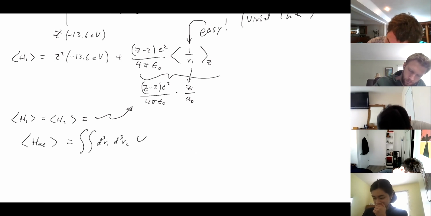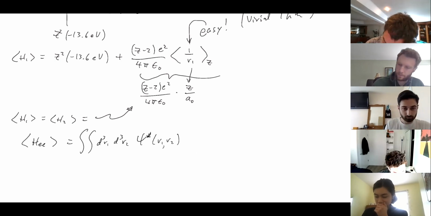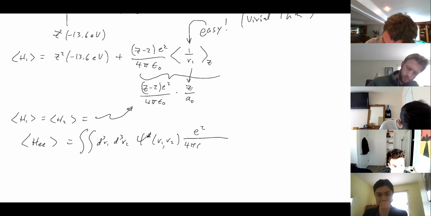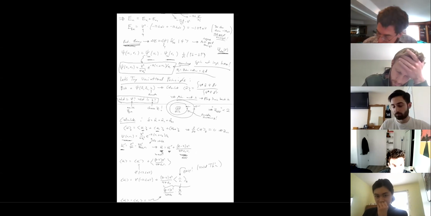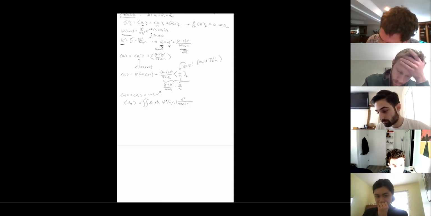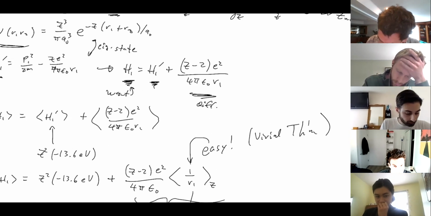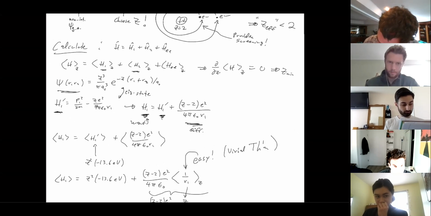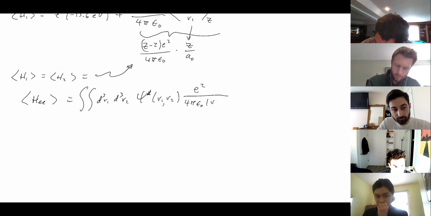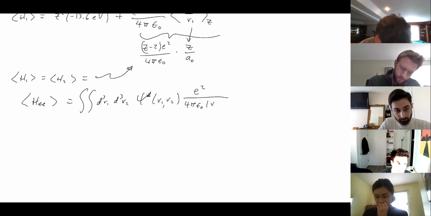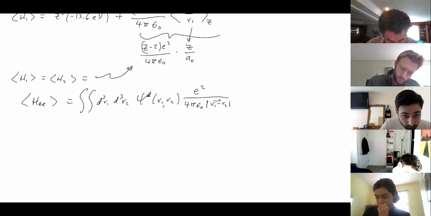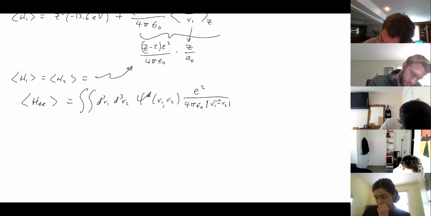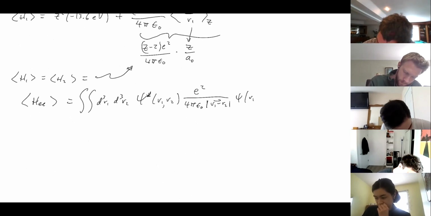You can have that function psi star of R1, R2, and you're going to have e squared over 4 pi epsilon naught times the magnitude of R1 minus R2, and so times the other function, psi of R1, R2.